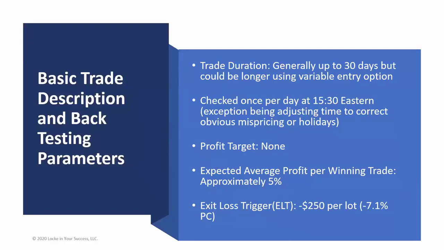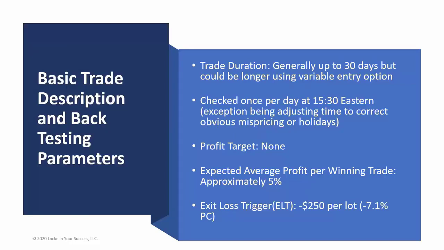The only exceptions being if we have to adjust our time due to obvious mispricing or holidays. So in other words, when we backtest, and I don't know how many people check this, based on people I talk to, not many, but a lot of times if you're just checking it once a day, or even on the defined time frames that you have in your backtesting software, sometimes you can get areas of time where something's drastically mispriced. And I will correct for that.